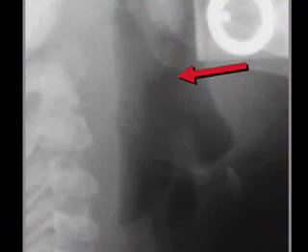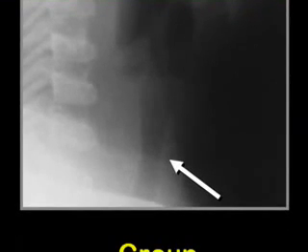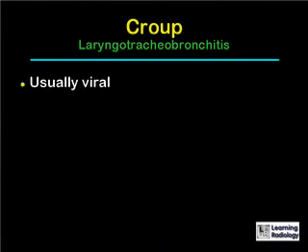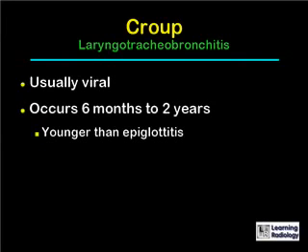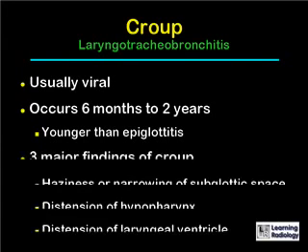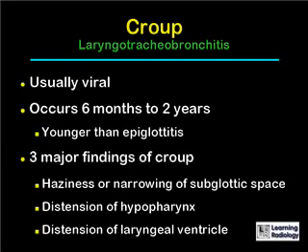The red arrow is pointing to dilatation of the hypopharynx. The white arrow is pointing to narrowing of the trachea just past the larynx. Croup, or laryngotracheobronchitis, is usually viral in origin. It occurs between 6 months and 2 years, a younger age than those who get epiglottitis. And the 3 major findings of croup are haziness or narrowing of the subglottic space, distension of the hypopharynx, and distension of the laryngeal ventricle.